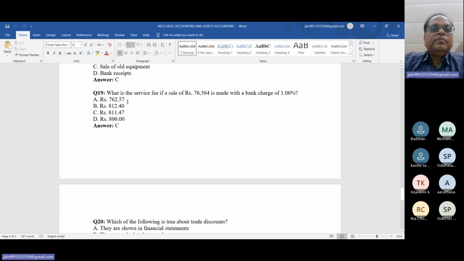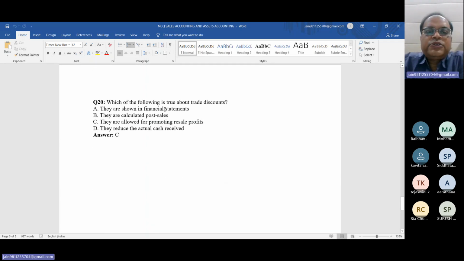What is the service fee if the sales of rupees 76,564 is made with bank charges of 1.06%? Okay, so now just calculate 1.06% of 76,564. 76,564 into 1.06%. So the correct answer is 811.47. This is the correct answer. We discussed the same concept in the last class regarding the bank payment through cheque.